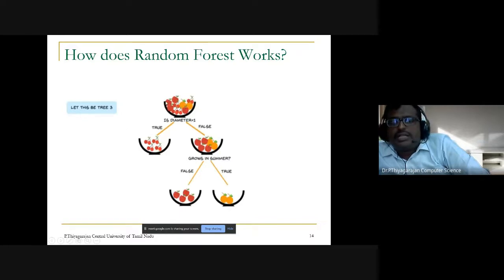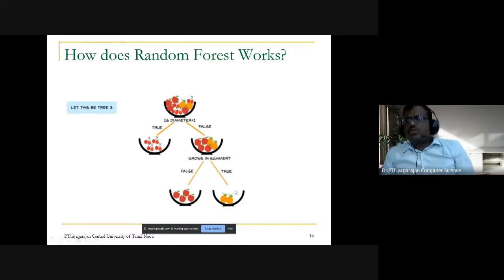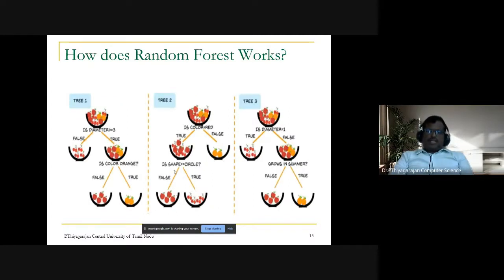Again, you can construct different trees. For the third decision tree, we will check whether the diameter is equal to 1. If the diameter is exactly 1, we will segregate it as cherry, and if the diameter is not equal to 1, we will segregate apple and orange in another basket. And then we have another parameter to check whether the fruit is grown in summer. If it is true, then we'll segregate orange in one basket and apple in another basket. If it is false, I will segregate orange in another basket. So we have now constructed 3 different decision trees, right? This is how the 3 different decision trees will look like. Tree 1, tree 2, and tree 3.